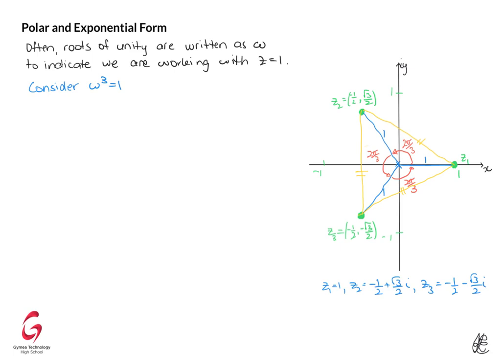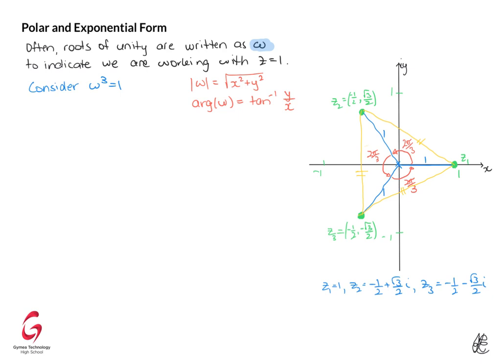So let's now explore these roots in polar and exponential form, knowing that the process to convert to either polar form or exponential form is basically the same. It requires us to find the modulus and the argument of our complex number and then rewrite it in that format. Now, often questions involving roots of unity will, instead of using the variable z to denote a complex number, use the variable omega, which lets us know notation-wise that we are working with z equal to 1 as our first root, even if they don't explicitly say that.